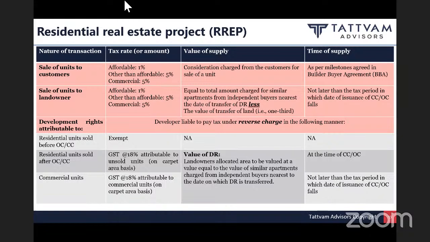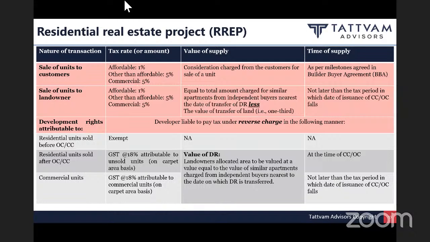And whatever GST he is paying, commercially he has to agree. Very important, the most important point which we have to keep in mind. Who will bear this GST liability? Developer has to pay it to the government, but can developer recover it from the landowner? Because these 40 units are allocated to me. So it is a commercial decision.